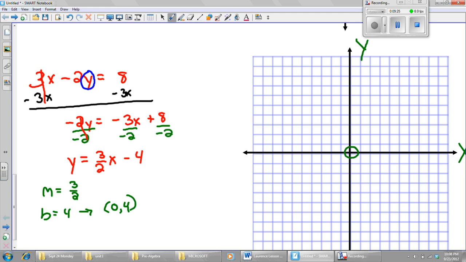So I'm going to plot the point 0, -4, 1, 2, 3, 4. And now I'm going to rise 3, run 2. Rise 1, 2, 3, run 1, 2. Rise 1, 2, 3, 1, 2. If I want, I could use a slope of -3 over -2. Always from the y-intercept, never from the origin, unless the origin is the y-intercept. So I'm going to go down 1, 2, 3, back 1, 2.